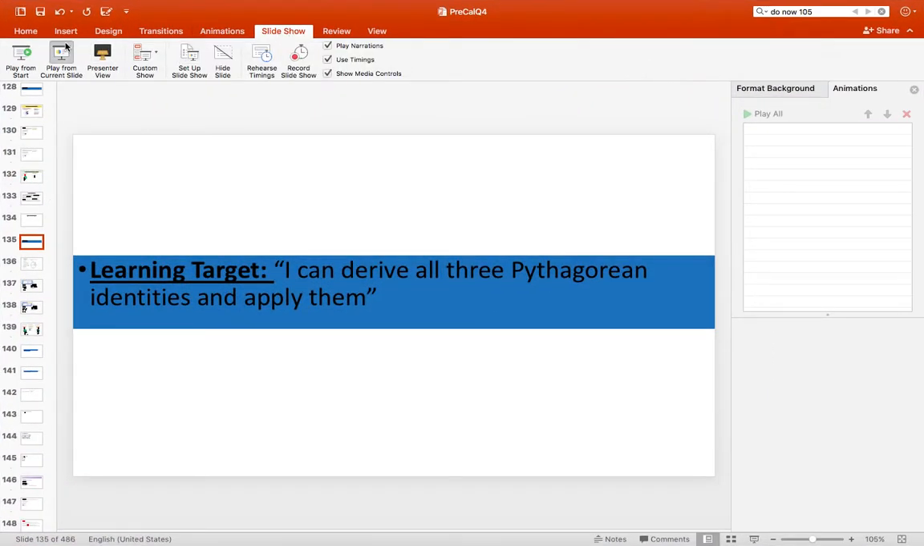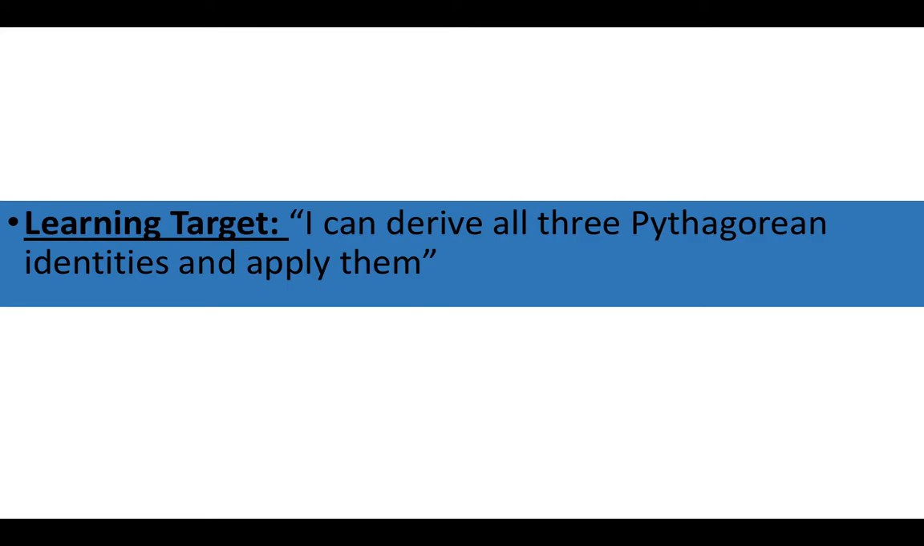So let me go ahead and refresh you all on the learning target. I can derive all three Pythagorean identities and then apply them. Applying them will happen after this video and the examples.